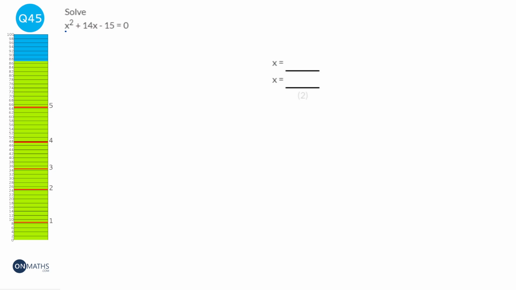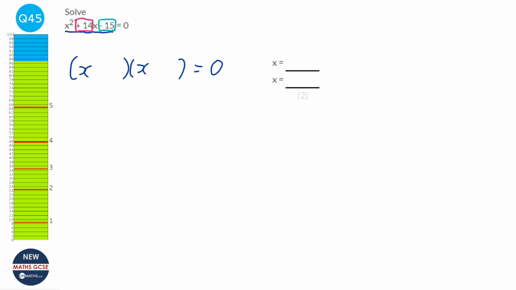First thing we need to do is expand this quadratic here. So put down two sets of brackets with an x at the start of each of the brackets. And we've got to find two numbers that multiply together to make minus 15 and add together to make 14. So thinking about it, it's going to be minus 1 and 15. That works for both of them, yep.